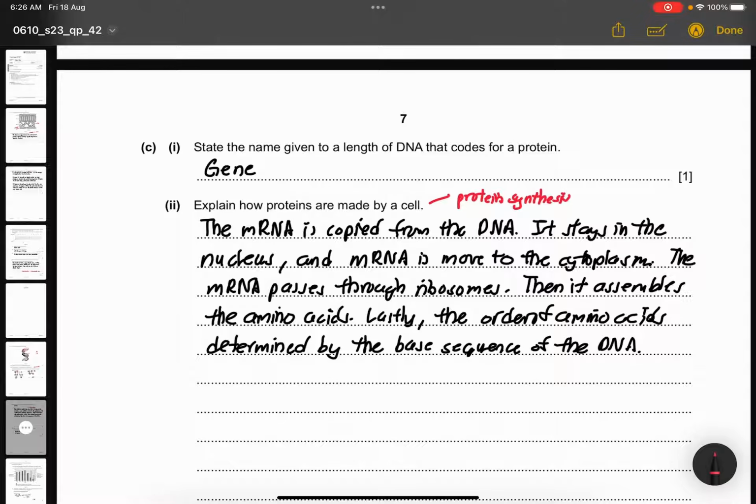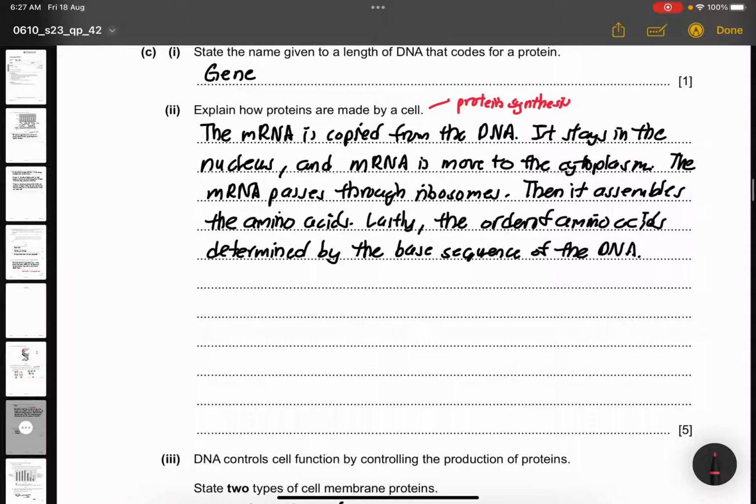Okay, so the mRNA is first copied from the DNA, it stays in the nucleus, and mRNA moves to the cytoplasm. The mRNA passes through the ribosomes, then it assembles the amino acids. Lastly, the order of the amino acids is determined by the base sequence of the DNA. So where the marks come from is 1 mark here, 2 marks here, 3 marks here, 4 marks here, and 5 marks here.